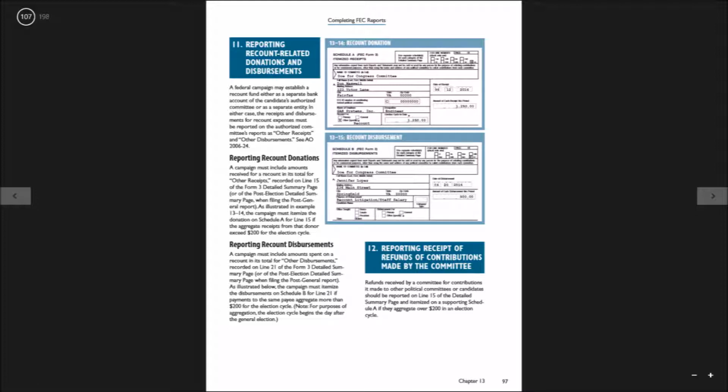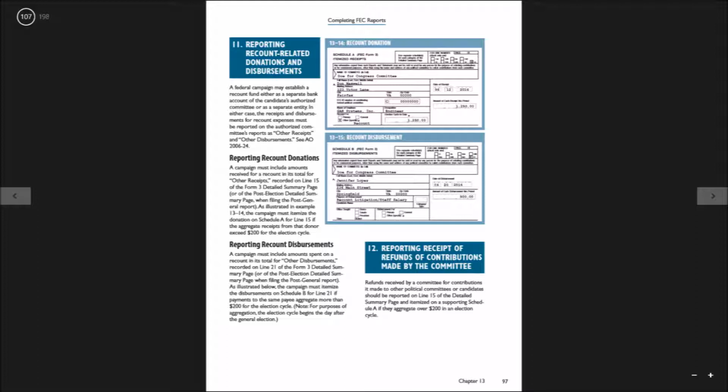A campaign must include amounts received for a recount and a total for other receipts, recorded on line 15 of the Form 3 detailed summary page, or of the post-election detailed summary page, when filing the post-general report. As illustrated in example 13-14, the campaign must itemize the donation on Schedule A for line 15 if the aggregate receipts from the donor exceed $200 for the election cycle.